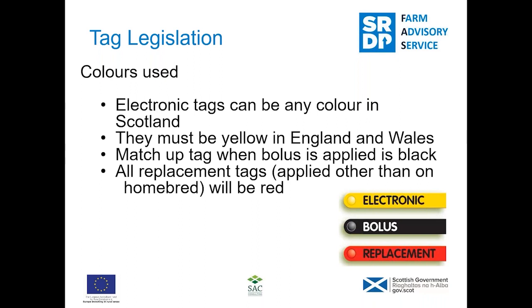For tags in Scotland, these tags can be any colour. However, the slaughter tags in England must be yellow. If an EID bolus is being used, then a single matching black tag, which is non-EID, should be inserted in the animal's ear. All replacement tags are red other than in homebred sheep.